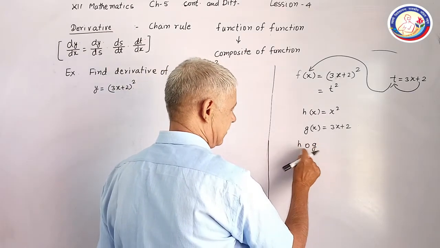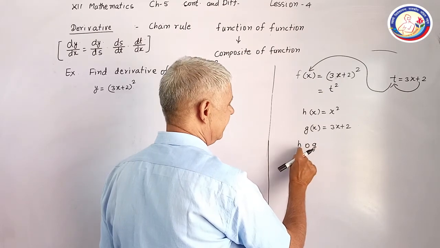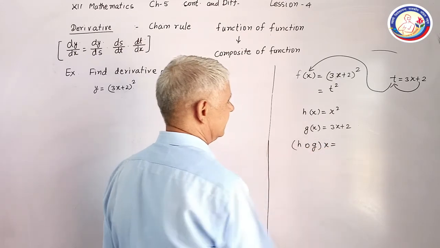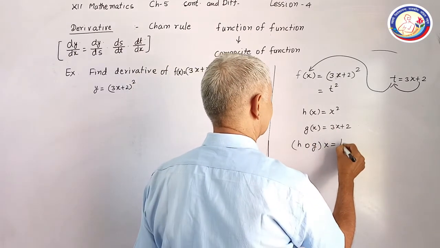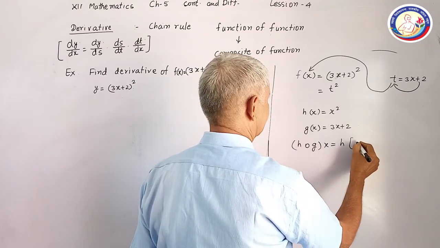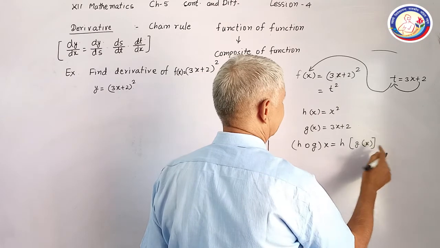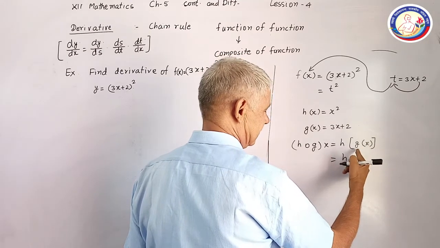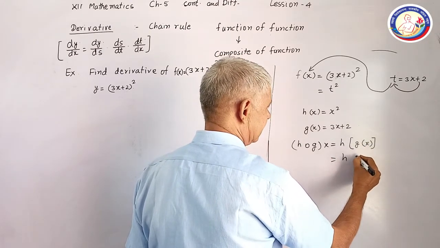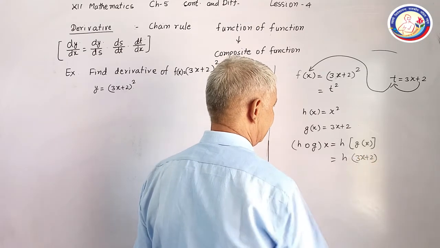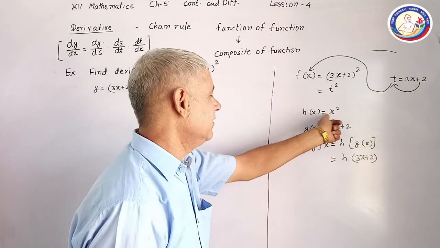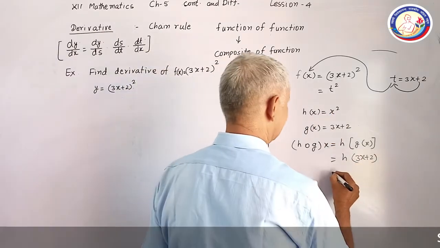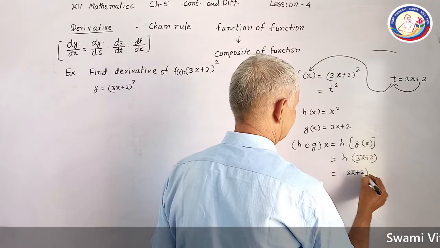We write it as the composite of g with function h for variable x, and this will be given by h of g(x). What is function g here? g(x) is 3x plus 2. Now what is function h here? x is related to x square here, so we will square it.